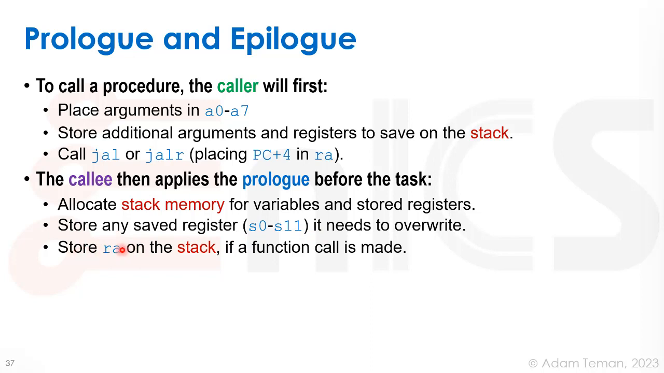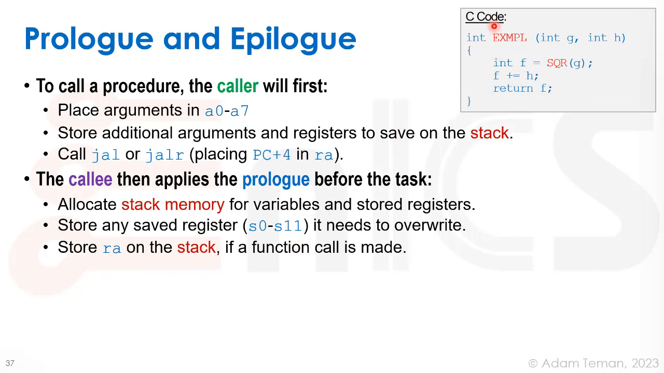And it's also going to store RA only on the condition that a function call is made. So if it's a leaf function, it doesn't call anything else, it's not going to overwrite RA. But if it's going to call another function, possibly that other function is going to overwrite RA. And remember, RA is volatile, so it better store RA so it can again put it back into RA after it returns. So let's see some code.